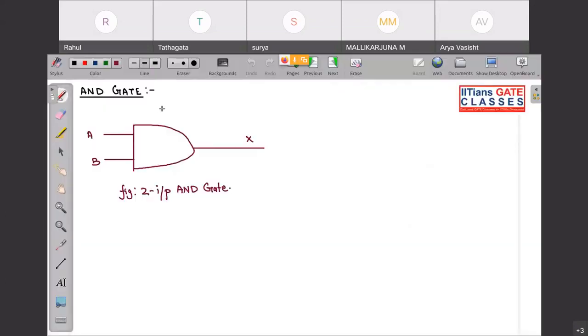Okay. So AND gate is a gate basically. So if I have to draw the truth table, I am drawing the universal truth table.